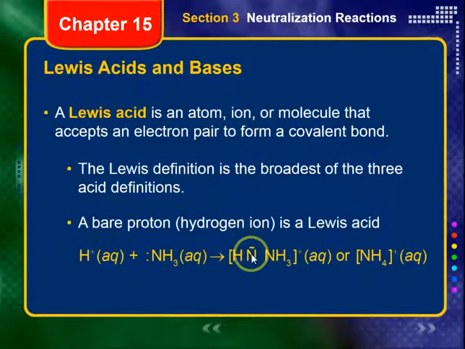And so what happens is, and this is a really bad representation right here, so we're not even going to pay attention to this. This is representing a coordinate covalent bond or a complex. The positive charge of this is attracted to the negative charge of this lone pair of electrons on the central nitrogen, and so we get an ammonium ion.